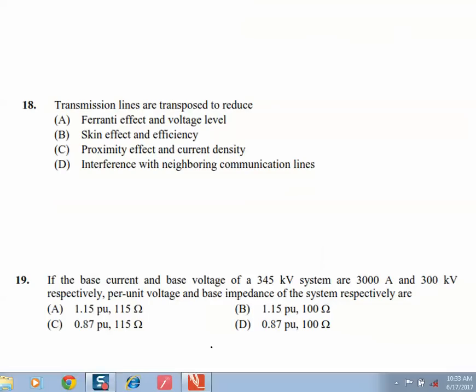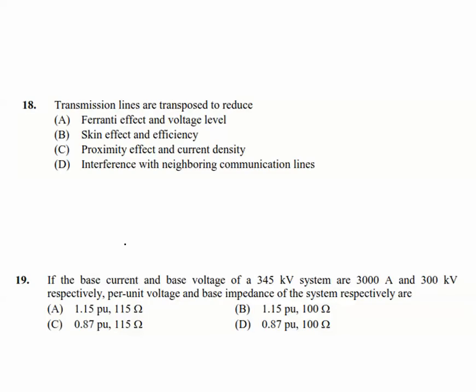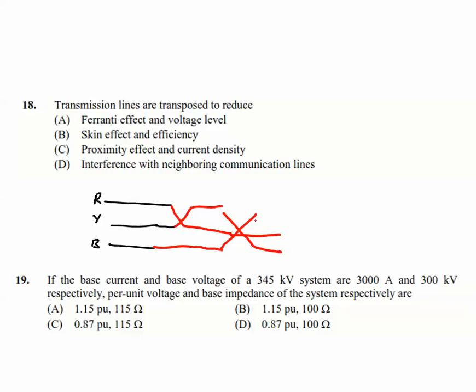And the next question, the transmission lines are transposed to reduce. Normally the ideal configuration is like this. The transmission lines are kept like this configuration. So R, Y and B, they are normally transposed, means like this manner, like this, and they will interchange like this. Okay, so in this manner they will transpose.